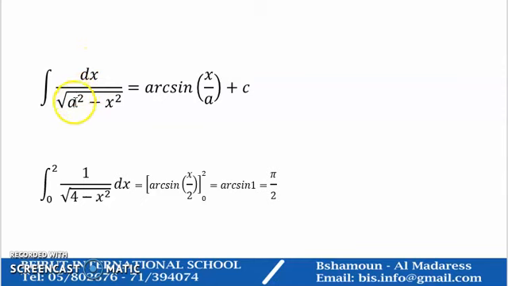I know that the integral of dx over radical a squared minus x squared equals arcsine of x over a plus c. So we can apply it here. It will be arcsine of x over 2. Of course, from 0 to 2, by substitution, we obtain arcsine of pi over 2.